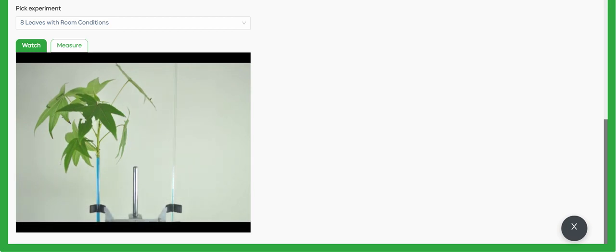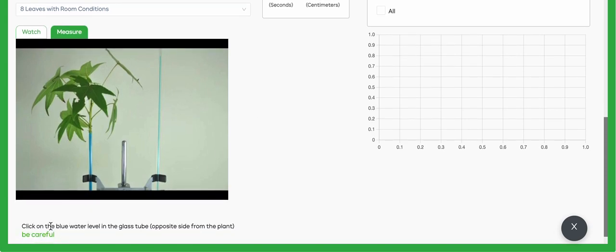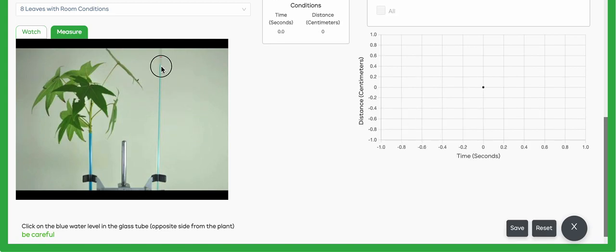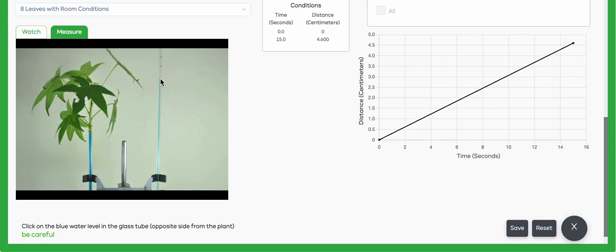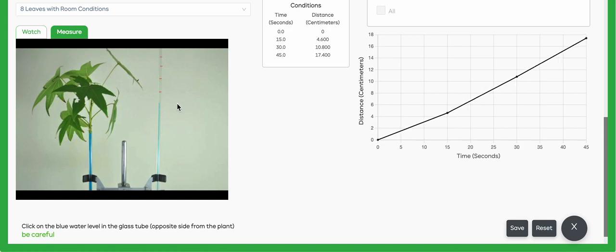Now we have to measure the rate of the blue liquid getting used up. So the instructions are right here. Click on the blue water level in the glass tube opposite from the plant. So let's do that. Each time I click, some time will go by, about 15 seconds in this case, and I'm measuring how far that water moves in centimeters.